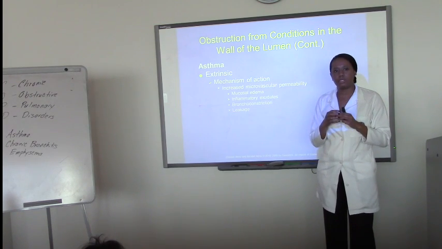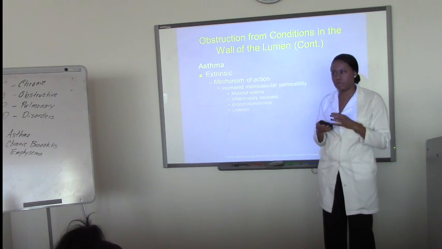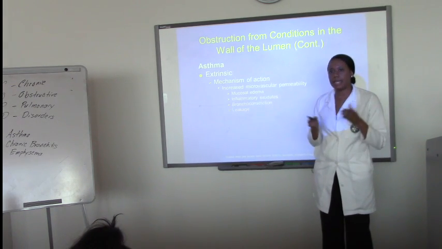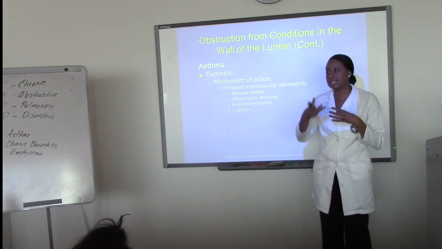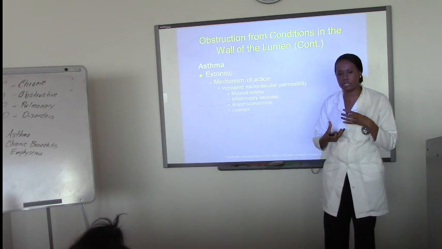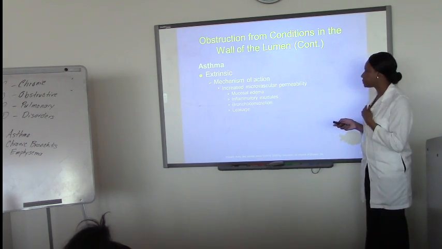What will happen here is because these individuals are going through an inflammatory process and the gas exchange does not happen properly at the capillary level, they'll start to leak fluid. Okay, so they'll start to leak fluid and have more edema actually at the capillary level.